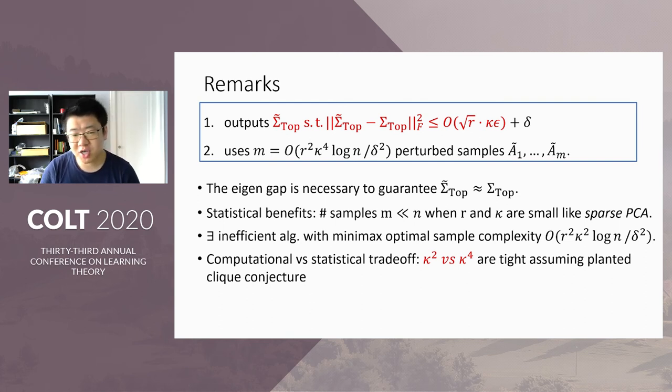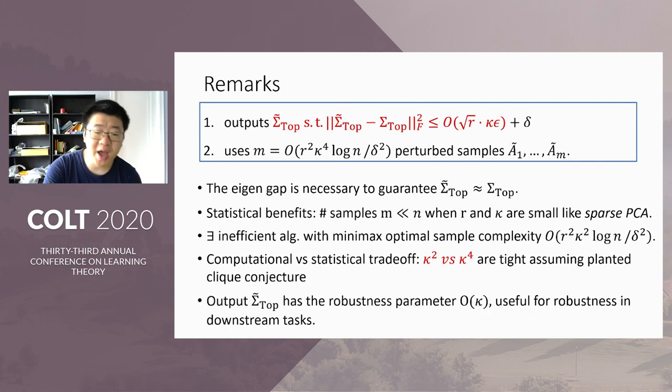The second thing I want to say is that if we just want a statistically efficient algorithm, we can get a min-max optimal sample complexity that is r squared times kappa squared times log n over delta squared. So you can see a computation versus statistical trade-off between these two complexities, that is kappa squared versus kappa to the 4. And we know this is tight by assuming the planted clique conjecture.